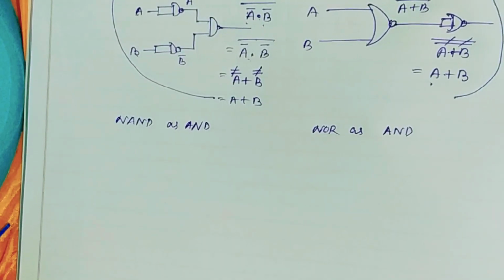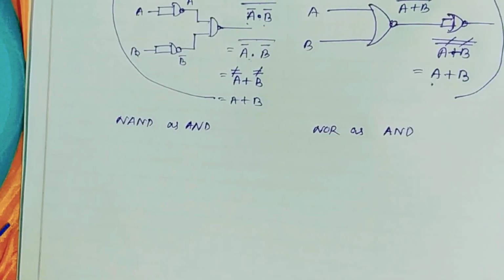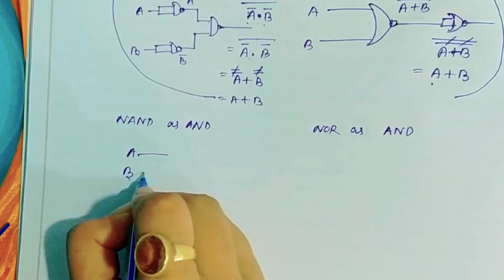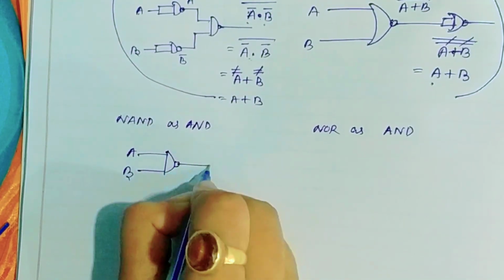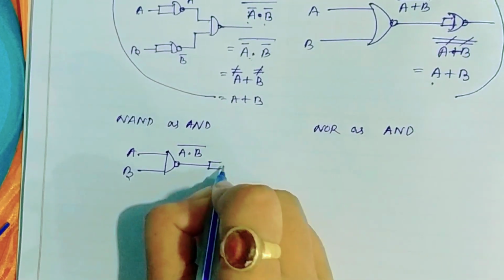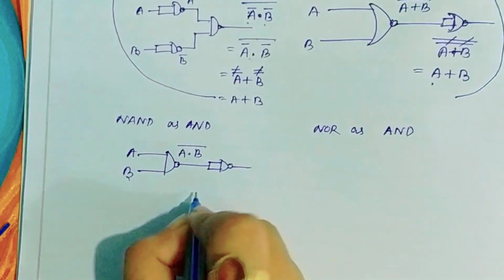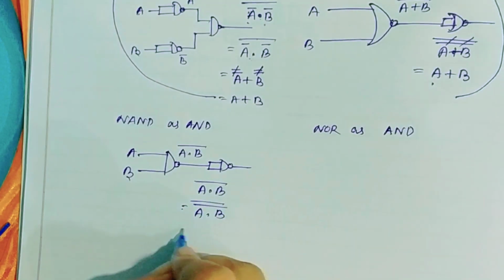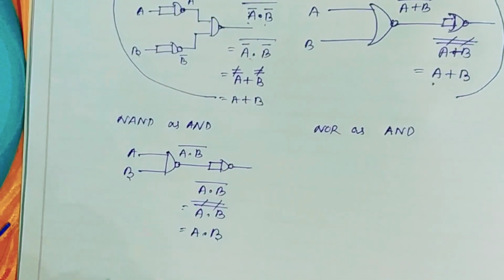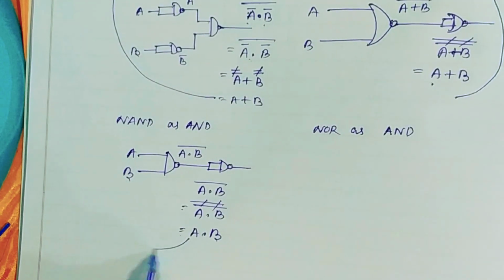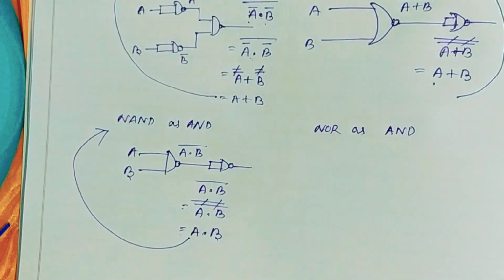So let's see the NAND as AND gate and NOR as AND gate. For that you have to take two inputs A and B of a NAND gate, and it will look like A and B whole bar. Here we can just put another NAND gate and we will get an output like the whole bar. These will cancel out, and simple, we got the output of AND gate. So this is the proof of NAND as AND, and now we will see the NOR as AND.